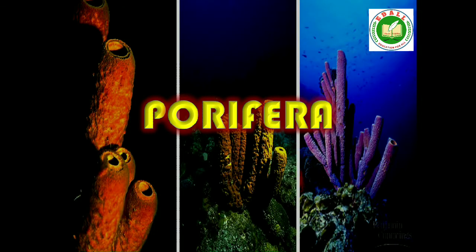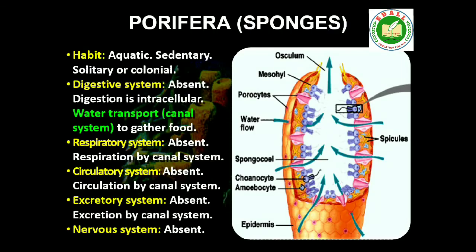First is phylum Porifera. Members of this phylum are commonly known as sponges. They are generally marine and mostly asymmetrical animals. These are primitive multicellular animals and have cellular level of organization. Sponges have a water transport or canal system.